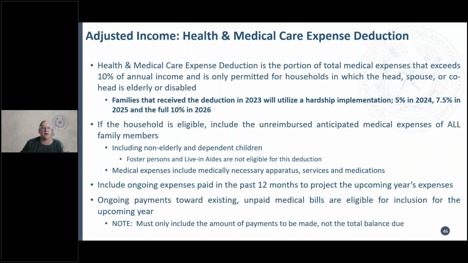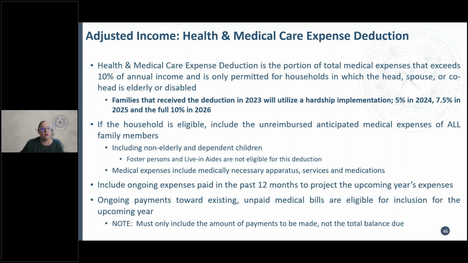If the household is eligible, you will include the unreimbursed anticipated medical expenses of all family members, including non-elderly and dependent children, but not foster persons or live-in aides. Medical expenses include medically necessary apparatus, services, and medications. So this would be where your transportation, if you needed special transportation to and from the doctor's office, would go.